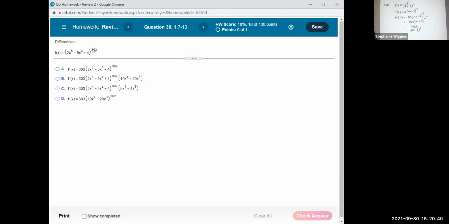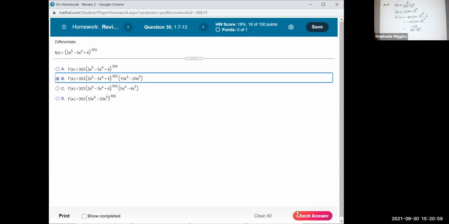All right, here the 303 is going to come out front. Then you're going to subtract 1 from the exponent, so you're going to get 302. So you can see that. And then you have to multiply by the derivative of this inside function, which is 10x to the 4th minus 20x cubed. So that would be this one right here. B is the correct choice.